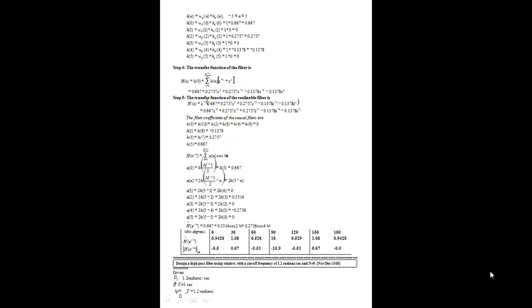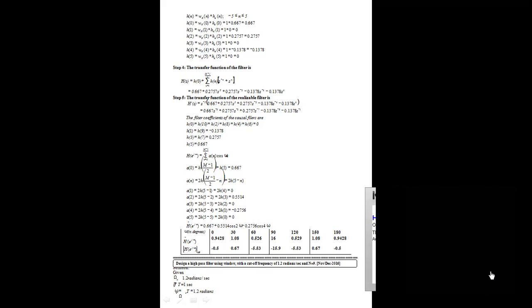So we are able to obtain the values 0.667, 0, 0.2757, 0, minus 0.1378, 0, since the values of h_d(1), h_d(3), h_d(5) are equivalent to 0. Okay, what's the next step? The first step, we have to find out the transfer function of the filter.